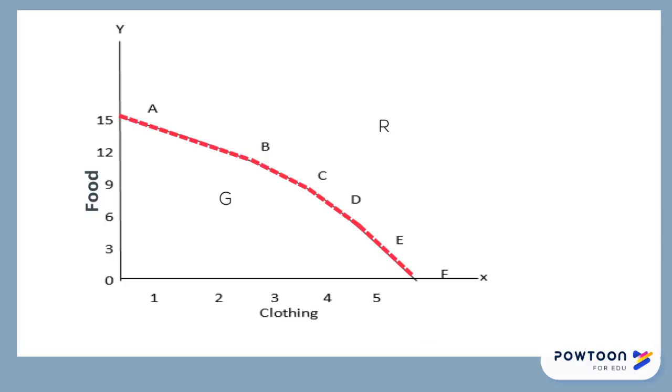Any point inside the curve, such as G, indicates that resources are not being fully utilized in the best known way. If an economy is inefficiently organized and managed, it will be inside the curve. On the other hand, any point outside the frontier or curve, such as R, represents unattainable production of clothing and food for that society, given the total resources and the stage of technology.